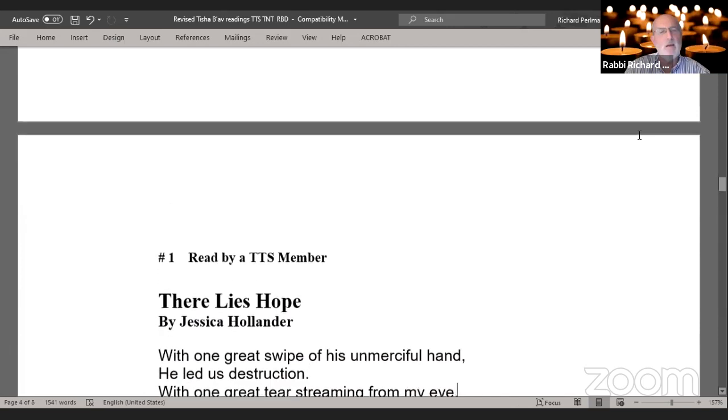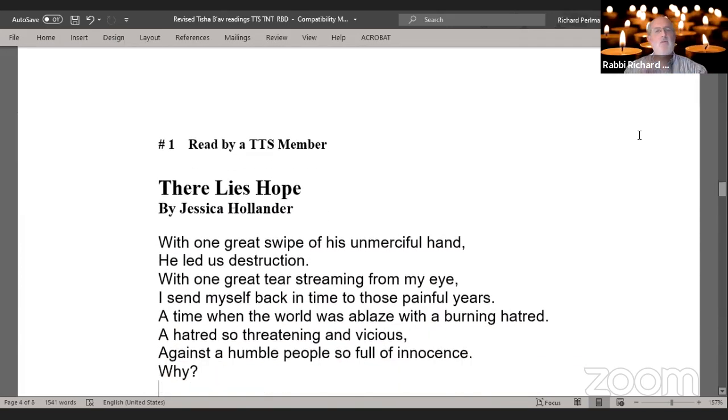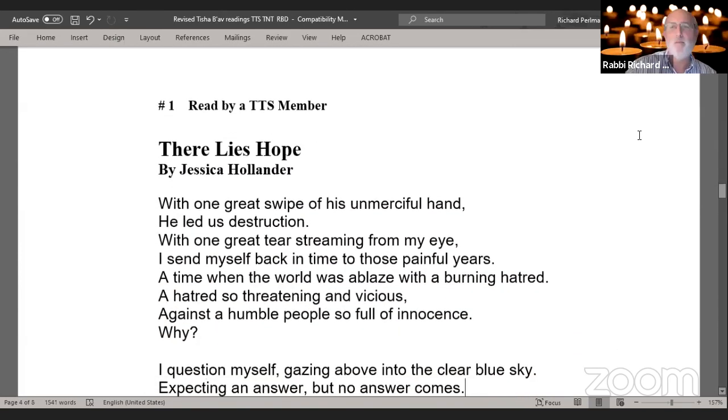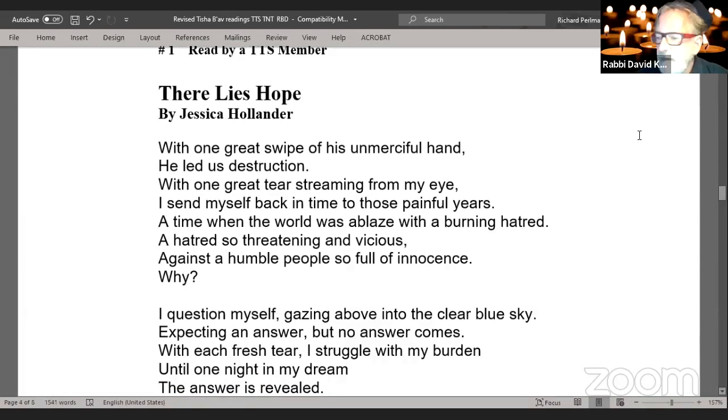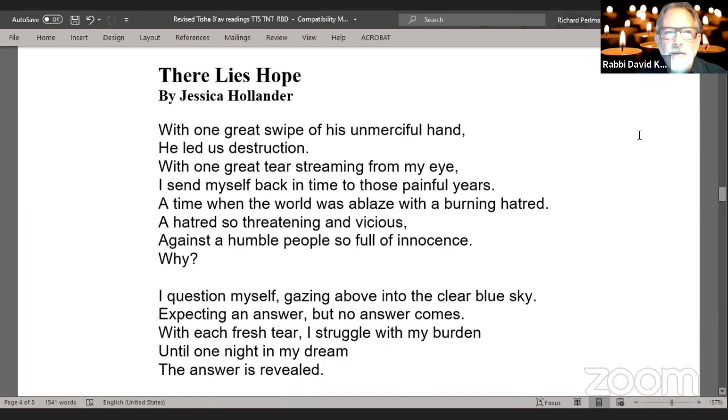We now begin with readings this evening. We have assigned readings. I believe Rabbi Kudan has assigned this reading for a Temple Tiferet Shalom member. We invite Gary Gillette, one of our prayer leaders at our temple, to read this for us.